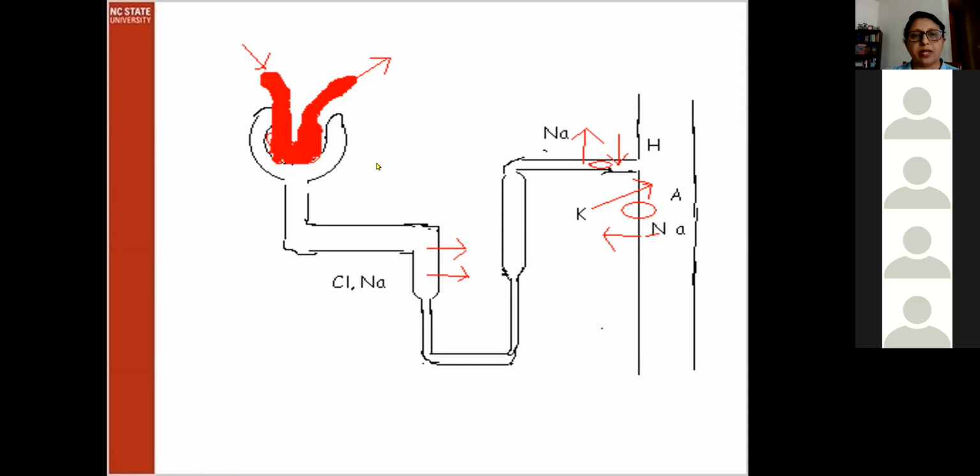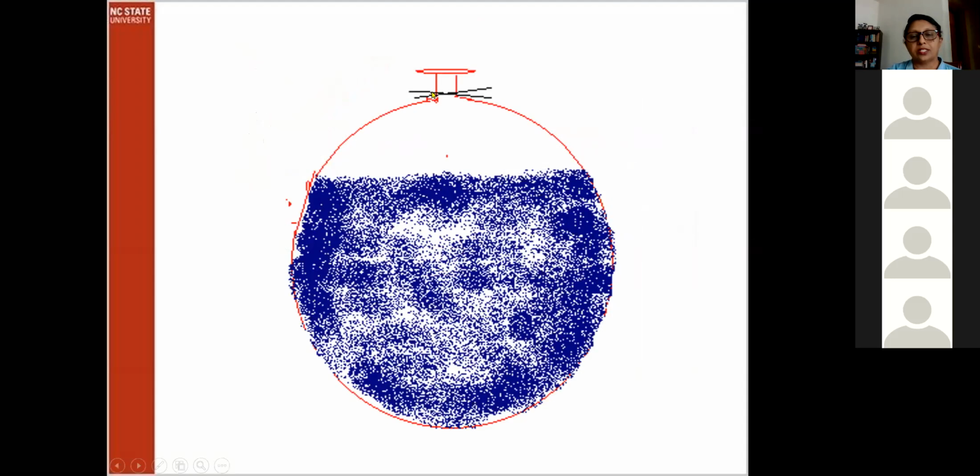So I will just explain another schematic representation. Just think, what is shown here?